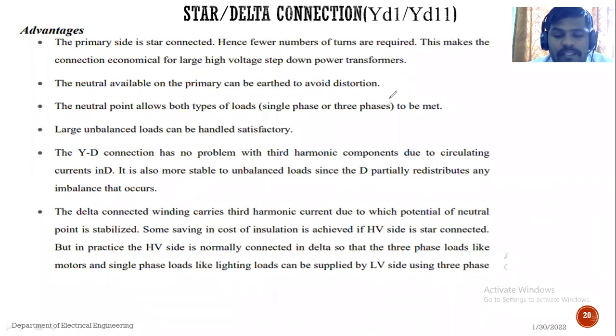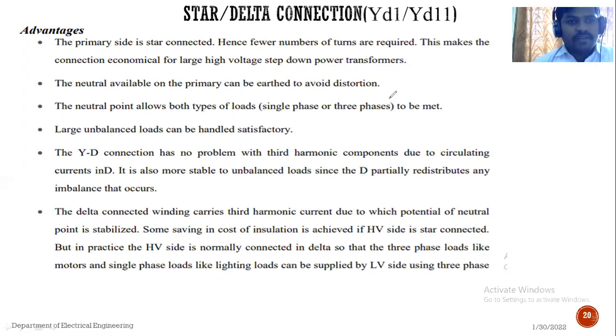Now, in case of star delta connection, the primary is connected in star and the secondary is connected in delta. Hence, on the primary side, it will require a minimum number of turns. Fewer number of turns will be required. So this makes the connection economical for large high voltage step down power transformer.